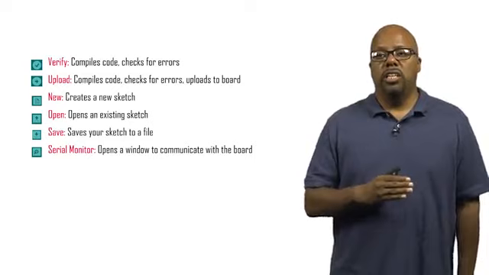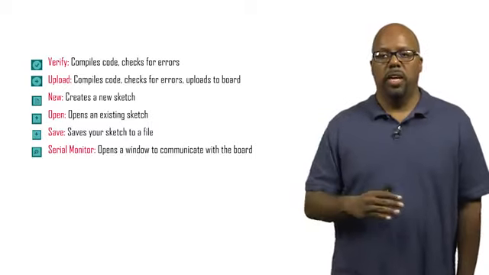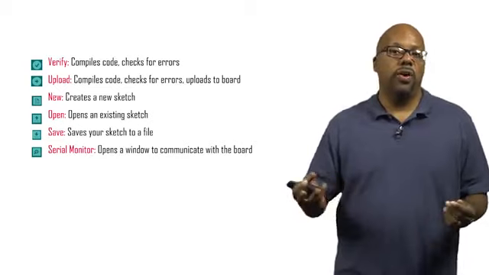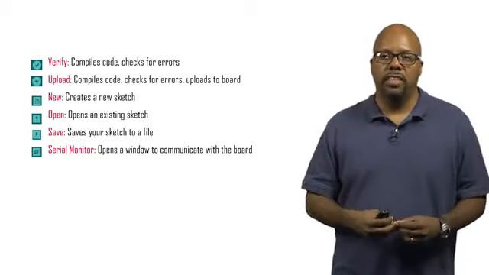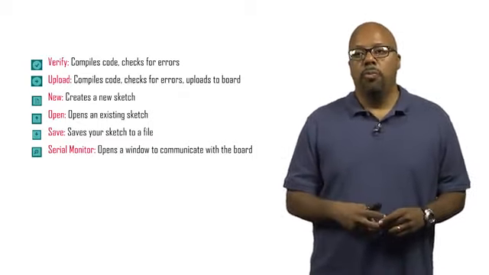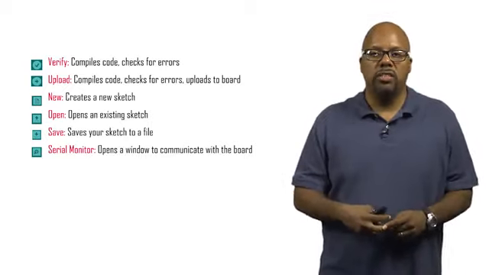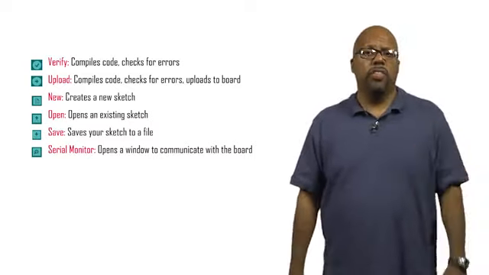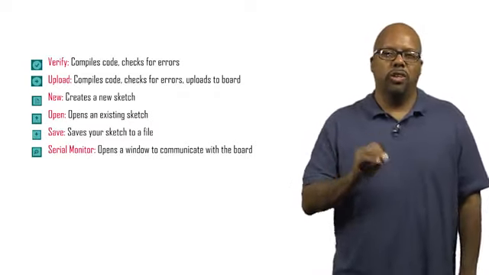Now, upload compiles the code and uploads it to the board, so it does both in one fell swoop. Upload can only work if you have the board connected. You can verify the code without connecting the Arduino to your desktop or laptop, but for upload, you've got to have it connected. New creates a new sketch, a new program. Open opens an existing sketch, and save saves a sketch to a file in a directory of your choice. And serial monitor opens a window to communicate with the board. Later on in this course, we'll get into what the serial monitor does.